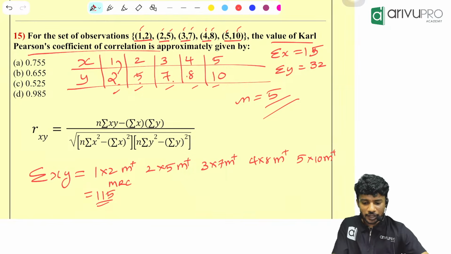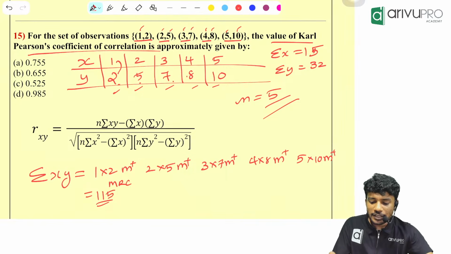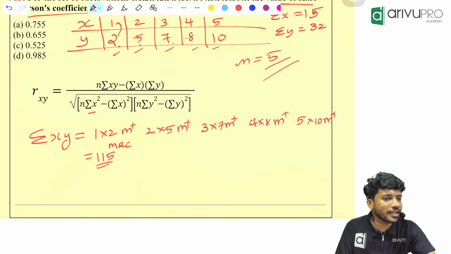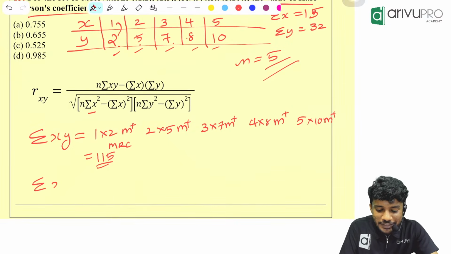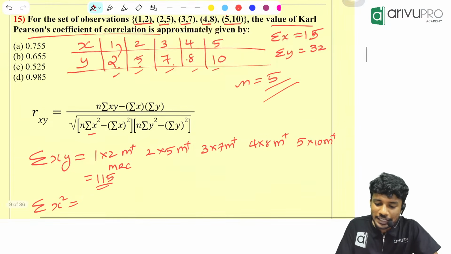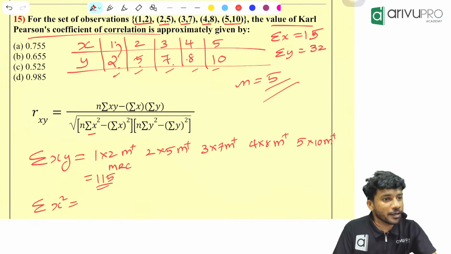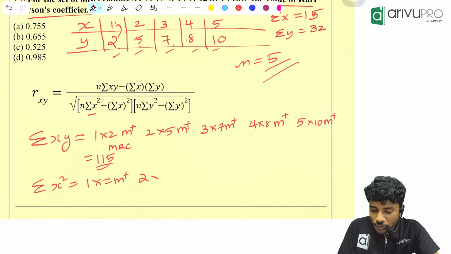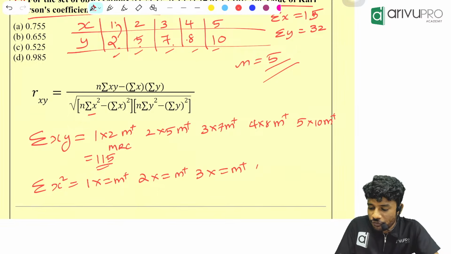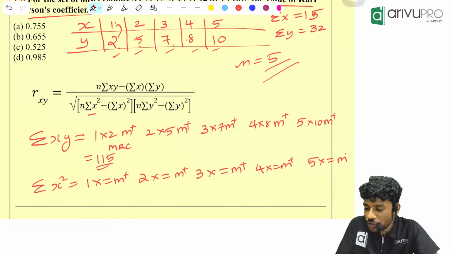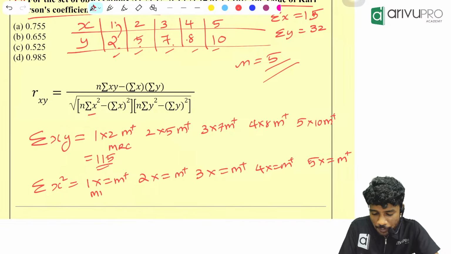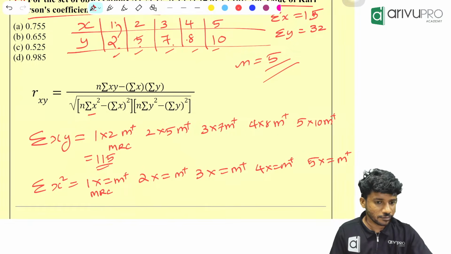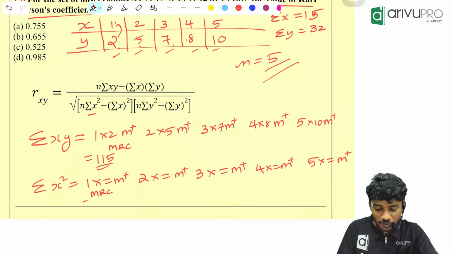We have the sigma x value, sigma y value. Then, do you have the sigma x square value? No, I will find it. Sigma x square means what people? 1 into equal to M plus, 2 into equal to M plus, 3 into equal to M plus, 4 into equal to M plus, then what people? 5 into equal to M plus, then which button people? MRC. How much is it? 55. Everyone got it as 55?